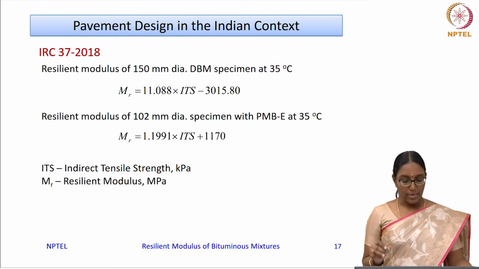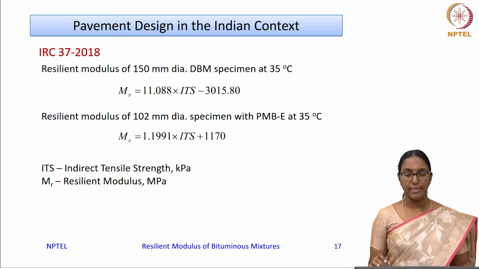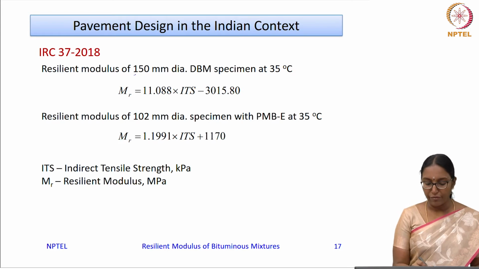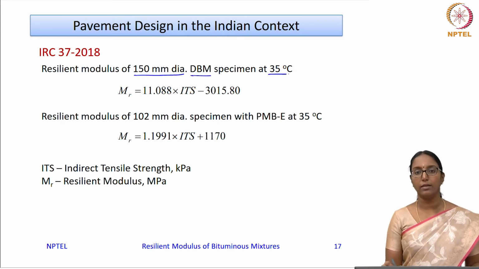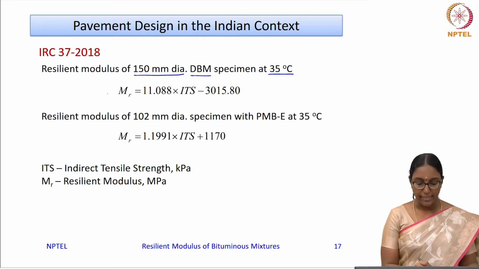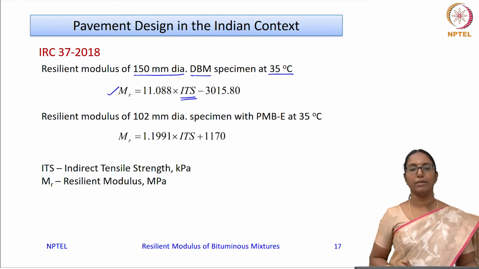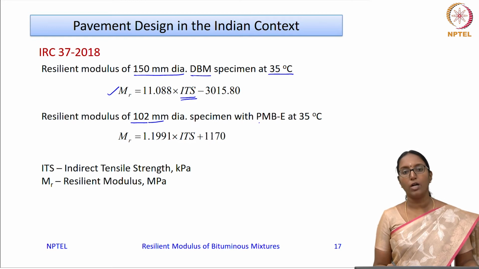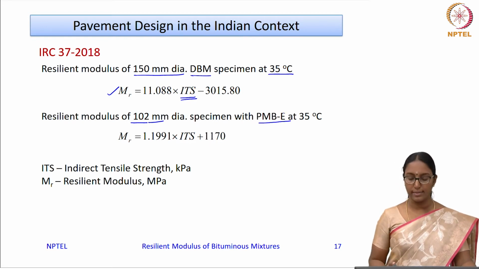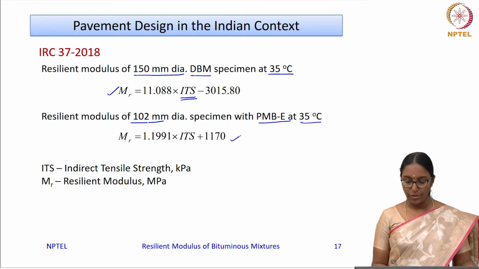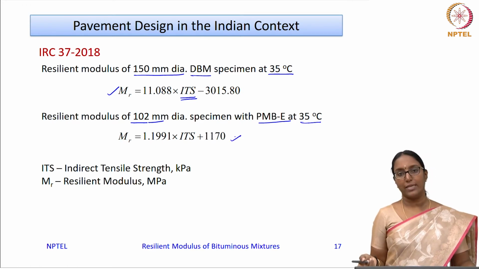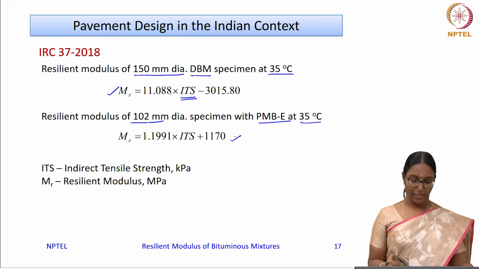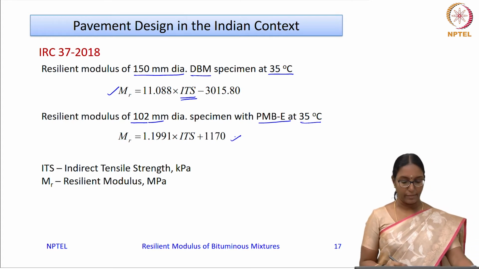IRC also gives some empirical relations to determine the resilient modulus in terms of the indirect tensile strength of the material. For example, on a 150 mm diameter sample for a DBM specimen at 35 degrees Celsius, the relation of resilient modulus with the indirect tensile strength value is denoted here, and also for a 102 mm diameter specimen with polymer modified binder with elastomer as the modifier at 35 degrees Celsius. So, you can do an ITS test on this specimen, substitute in this equation, and get the resilient modulus value. These are some empirical relations also provided in the code.